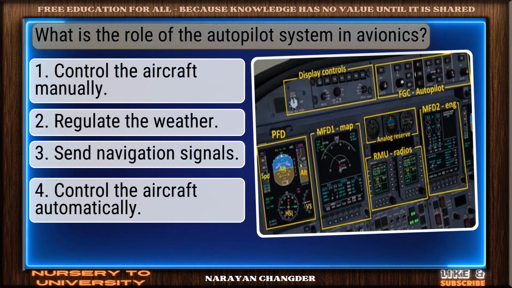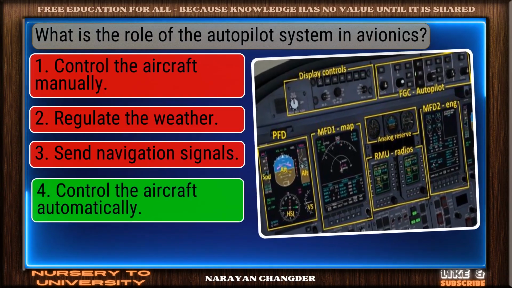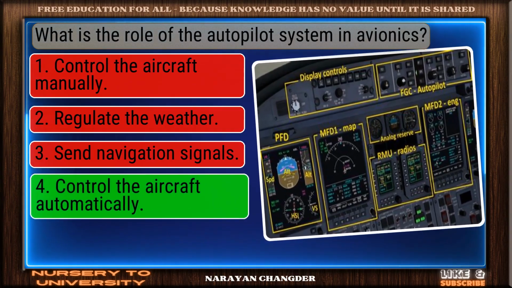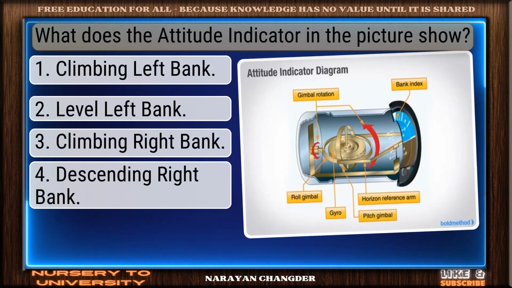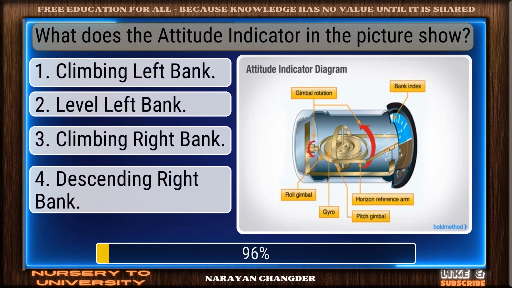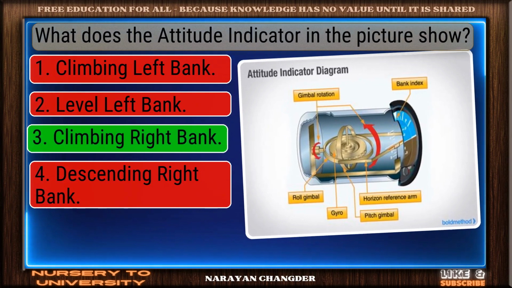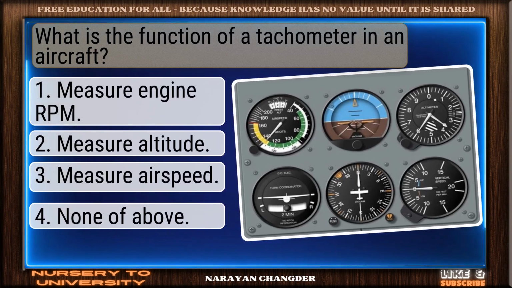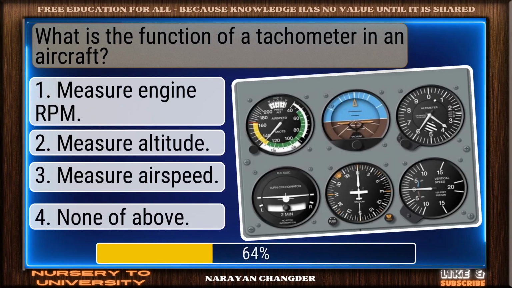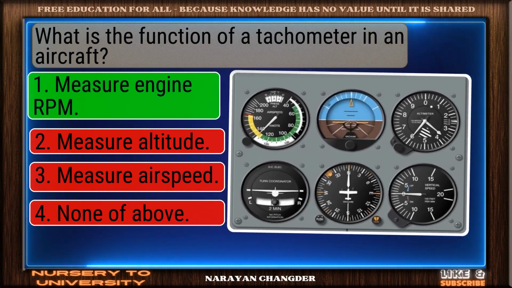What is the role of the autopilot system in avionics? Nice selection. Control the aircraft automatically is the correct and valid answer. What does the attitude indicator in the picture show? You're right. Climbing right bank is the correct answer. What is the function of a tachometer in an aircraft? Smart move. Measure engine RPM is an accurate answer.